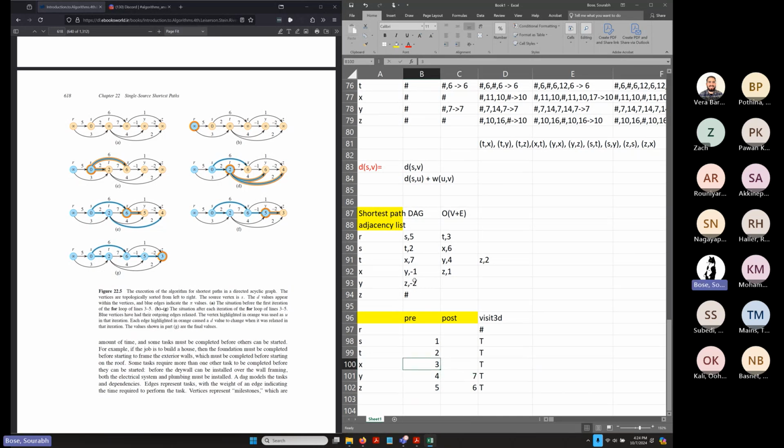Now it goes back to X. X dealt with Y. Now it is trying to deal with Z. Z is already visited, so it does not care, closes this to 8. Next, it starts off with T. Note that R is not yet touched.